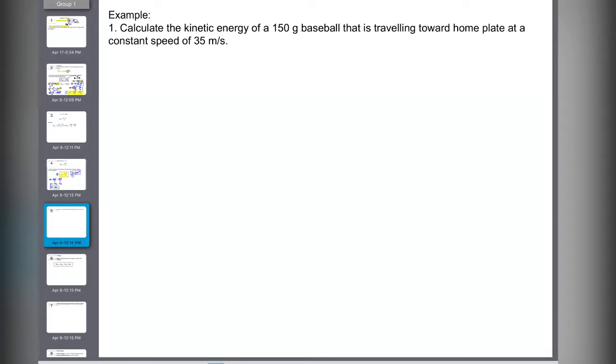Okay, so now let's start looking at an example. Calculate the kinetic energy of a 150 grams baseball that is traveling towards home plate at a constant speed of 35 meters per second. So this is probably one of the straightforward questions. Tricky part: the SI unit. Grams is not the SI unit for physics. I know in chemistry we use grams a whole lot, but it's kilograms that we have to use. So let's start writing.